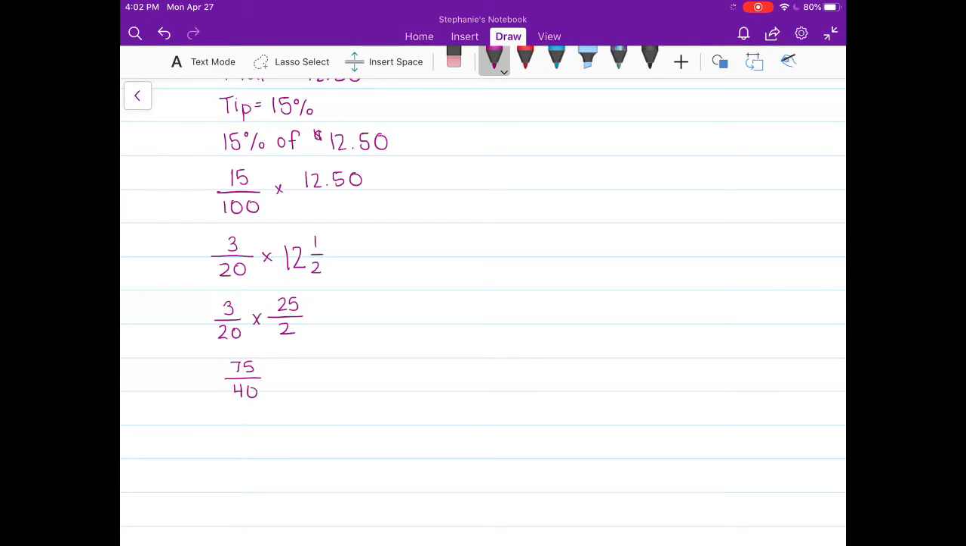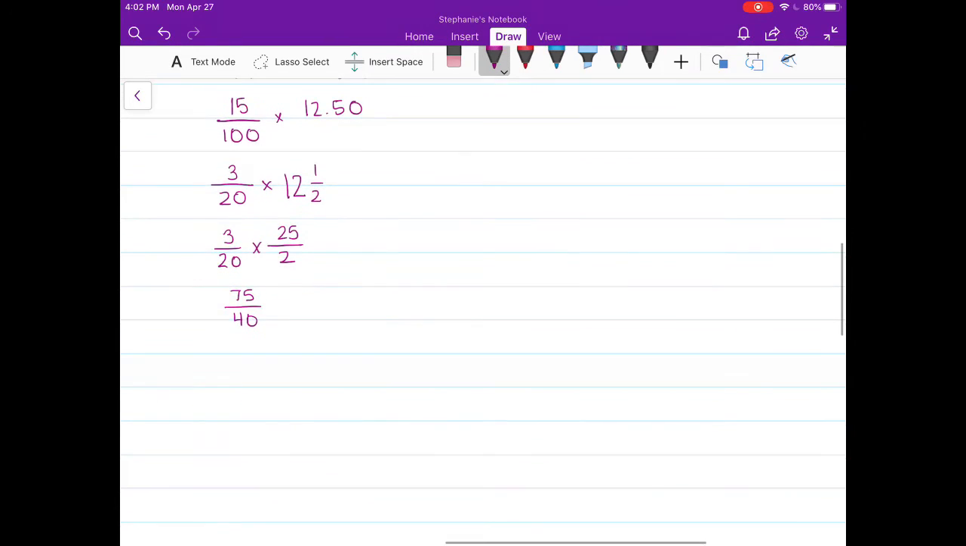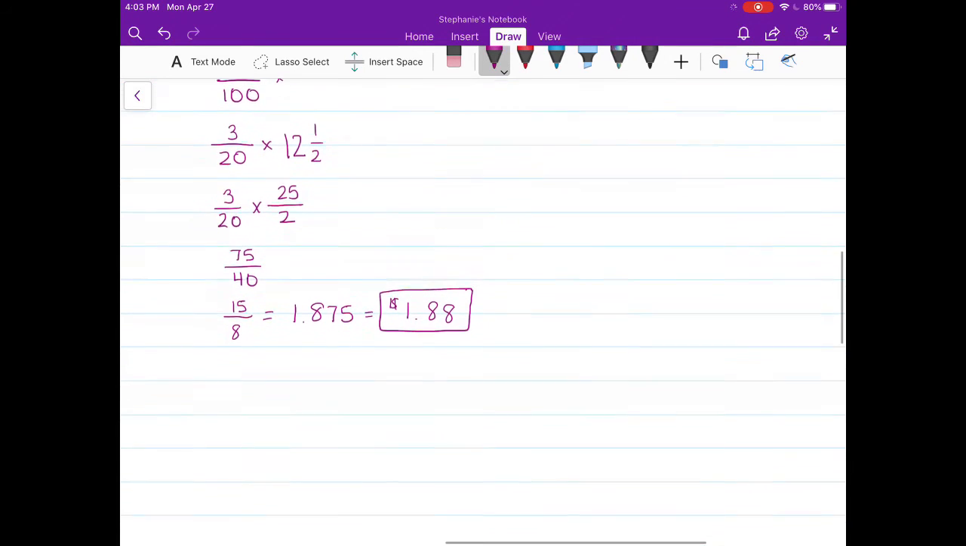And then I'm going to multiply them. 3 times 25 is 75, and 20 times 2 is 40. Now I can reduce both of these fractions because I know that 5 goes into 75 15 times, and 5 goes into 40 8 times, so I have 15 over 8. Now, in order to make this into dollars, we use decimals, right? So all I would do is 15 divided by 8, which gives me 1.875, and I'll just round that to $1.88. That's what my tip would be for a total of $12.50.